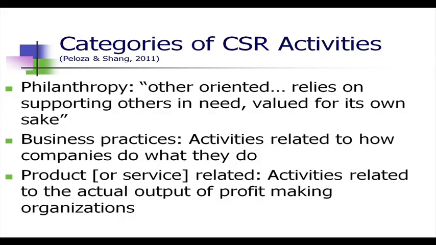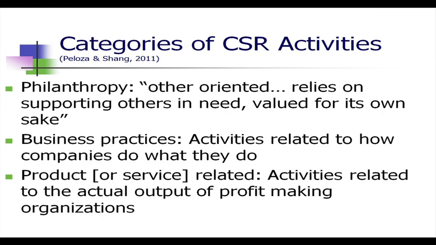The third category is product or service related activities. These are activities related to the actual output of profit making organizations. So, how do you procure your material? What kinds of products do you send into the environment? Are they environment friendly? Are they going to be helpful for the people they are being consumed by, etc.? Or the service that you provide, is that service really doing good for the people? Is it really a service, or is it another profit generating activity? So, all of that will fall into the category of product or service related activities.